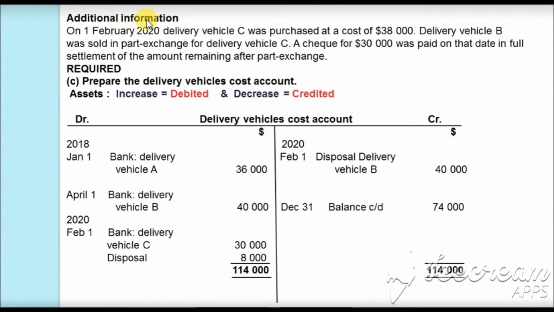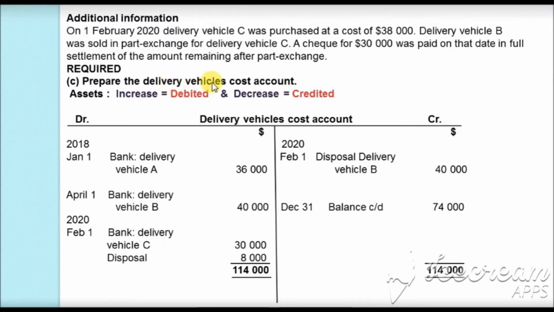Furthermore, additional information is provided which states that on 1st February 2020, delivery vehicle C was purchased at a cost of $38,000. Delivery vehicle B was sold in part exchange for delivery vehicle C. A cheque for $30,000 was paid on the date in full settlement of the amount remaining after the part exchange. In part C of the question, we are asked to prepare the delivery vehicle cost account.